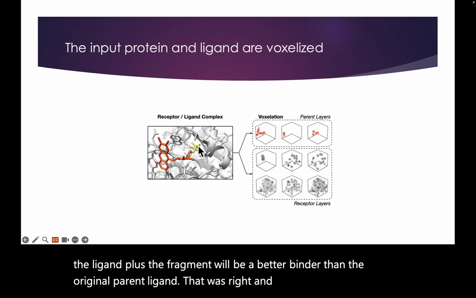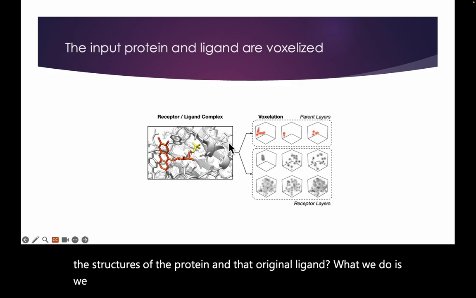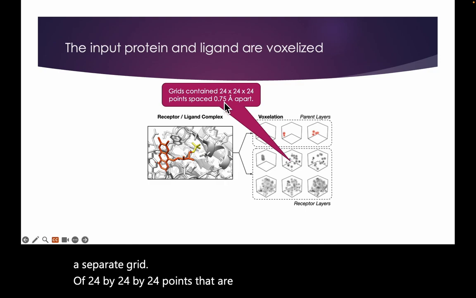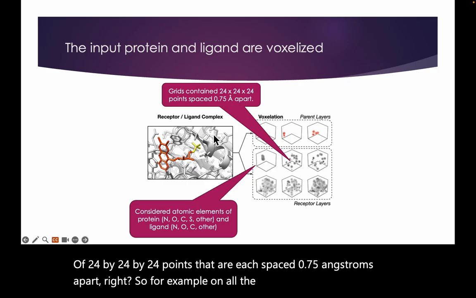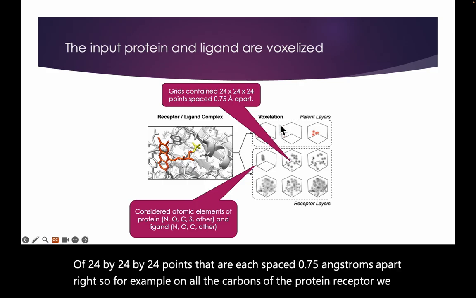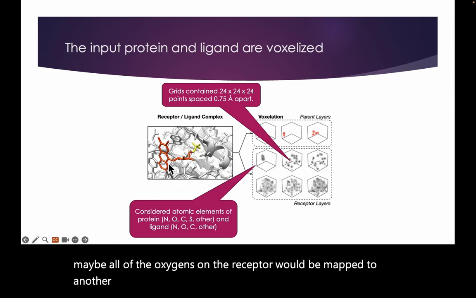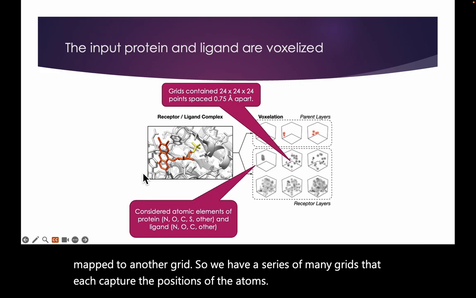And so how do we capture the structures of the protein and that original ligand? Well, what we do is we voxelize them. So basically for each of the atom types, we create a separate grid of 24 by 24 by 24 points that are each spaced 0.75 angstroms apart, right? So for example, all the carbons of the protein receptor would be mapped to one grid, and then maybe all of the oxygens on the receptor would be mapped to another grid, and all of the nitrogens on the ligand would be mapped to another grid. So we have a series of many grids that each capture the positions of different kinds of atoms on the protein and the ligand.